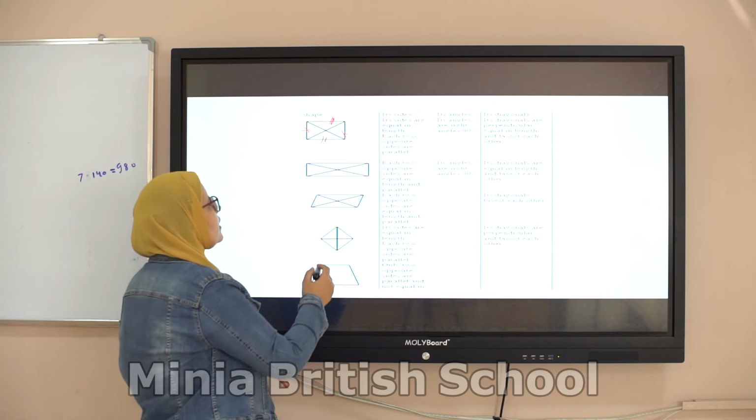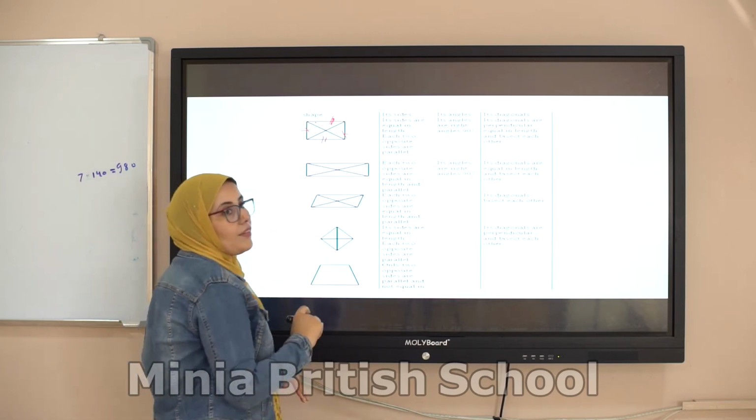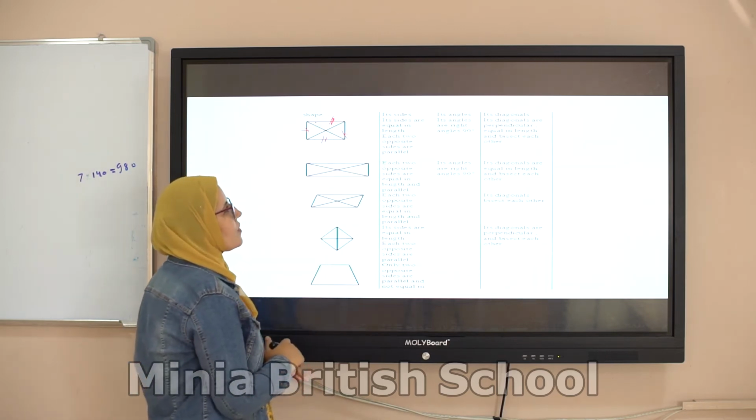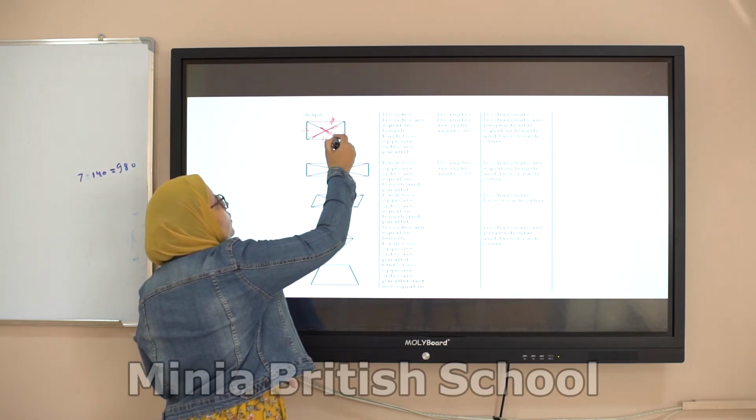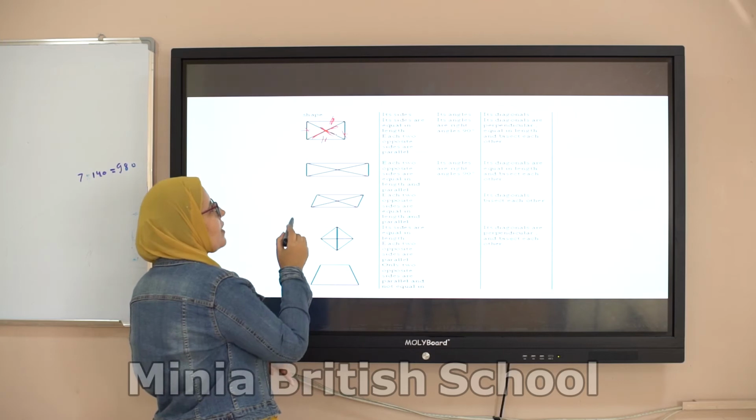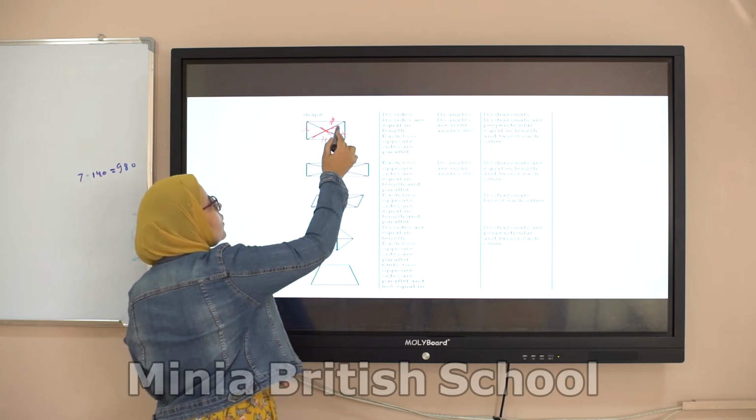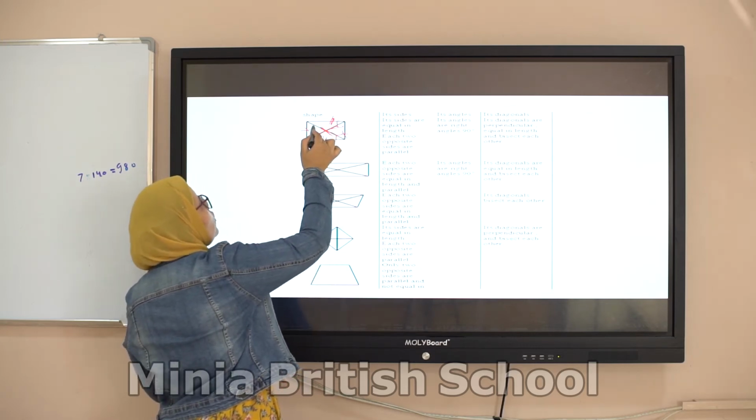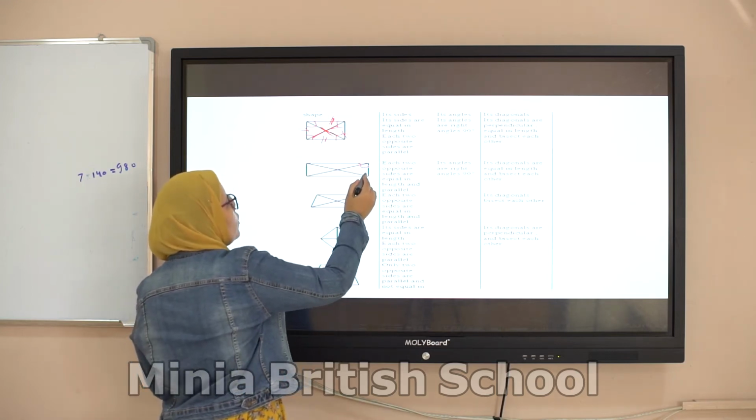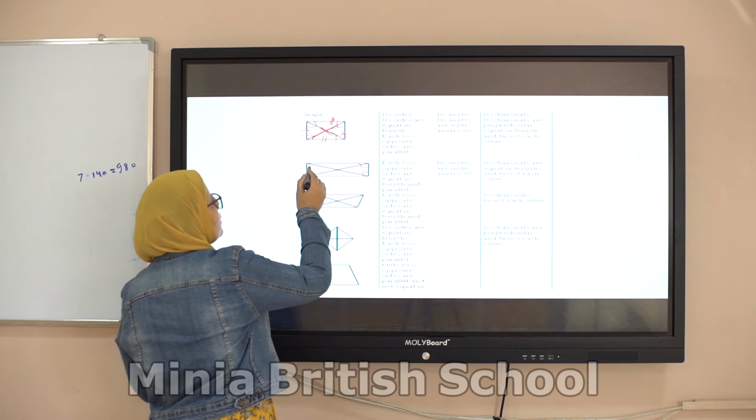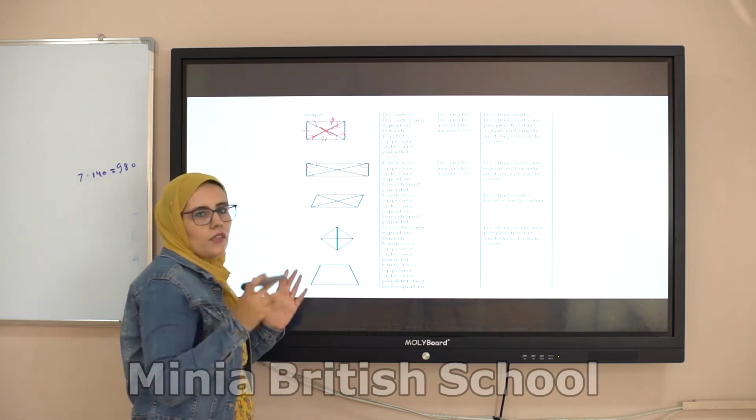The diagonals here are perpendicular and equal in length. What about the angles? All of the angles here are 90 degrees. Also the rectangle: all of its angles are 90 degrees, or right angles.